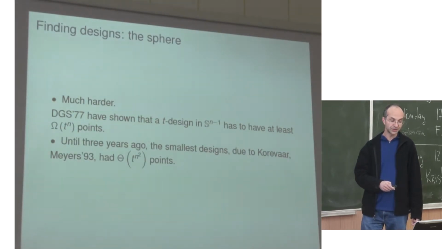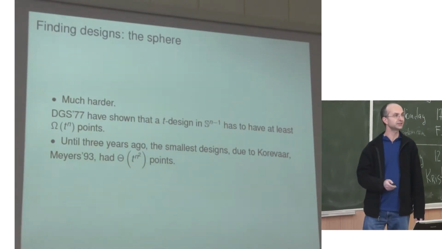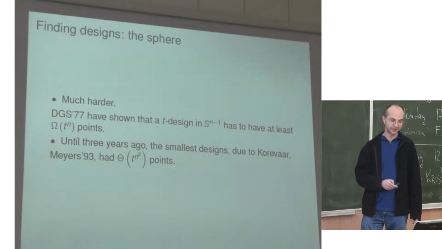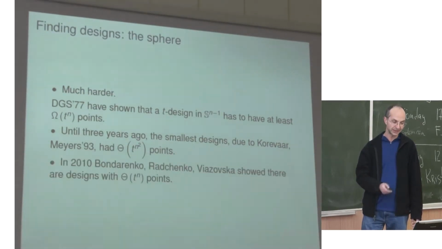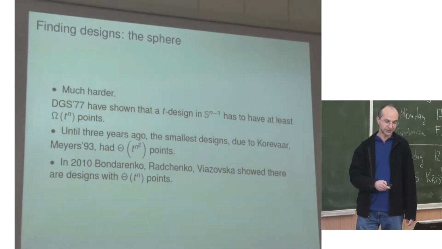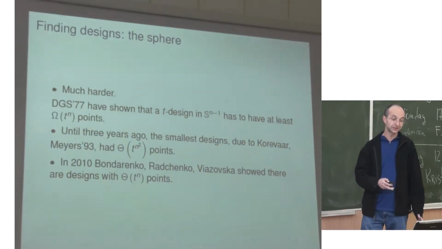Until 3 years ago, the smallest designs, by Korevaar and Meyers, had T to the n squared points, which is worse. The existence of designs was proved, I think, in the 80s by Seymour and Zaslavsky, but they had no estimates of the cardinality. This was an existence proof. Korevaar and Meyers had T to the n squared. And then 3 years ago, Bondarenko, Radchenko, and Viazovska showed the existence of designs with basically optimal growth, T to the n, by a very nice argument, a fixed point argument.